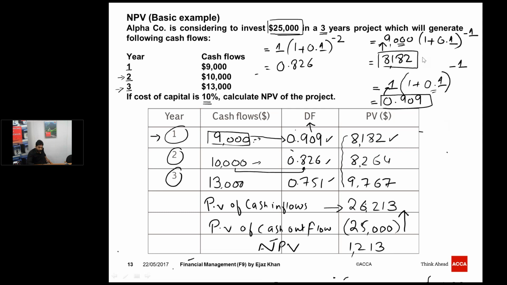So the importance of these discount factors is that if we know the discount factor, all we have to do is multiply it with the cash inflow to get the present value. So if you know that the discount factor for year 1 at 10% is 0.909, you can simply multiply this discount factor with the cash inflow to get the present value. So you need not do it through the formula, which will take your time. You just need to multiply the right discount factor with the cash inflow to get the present value.